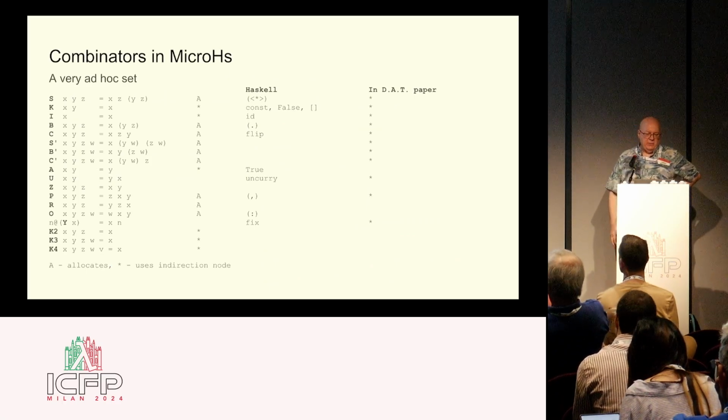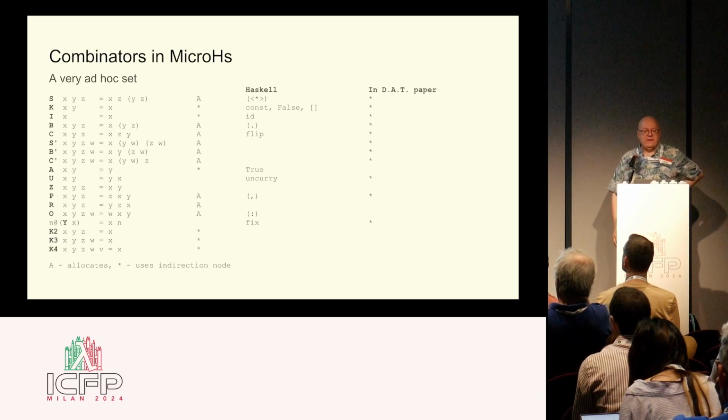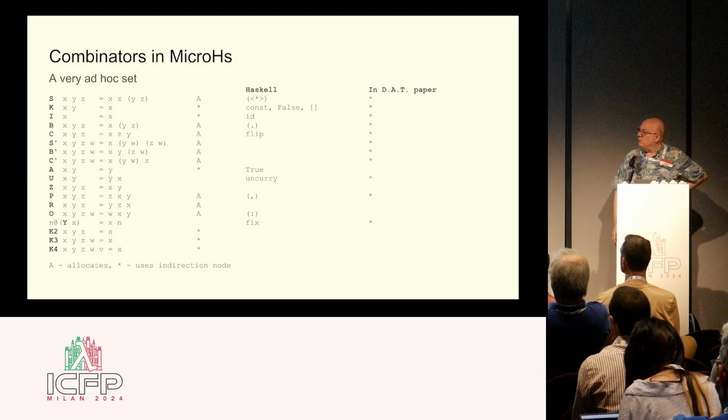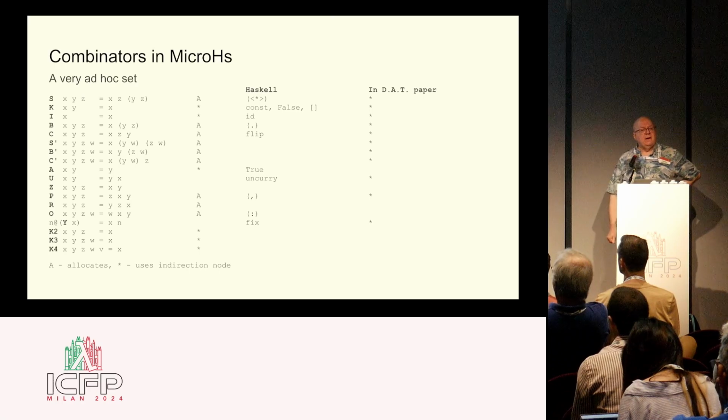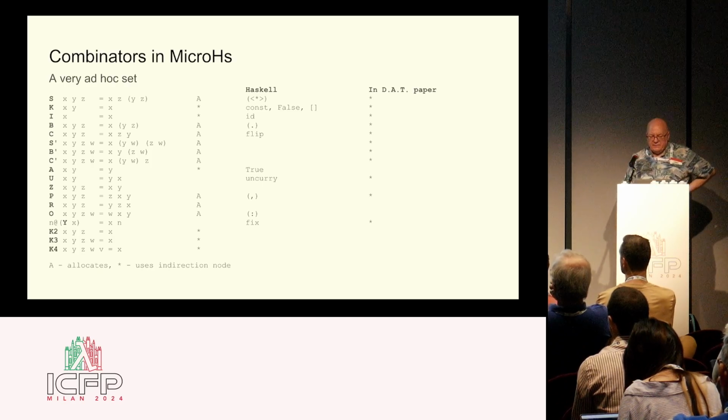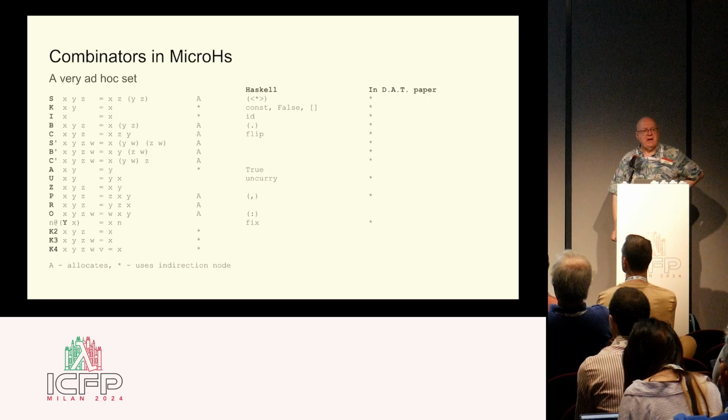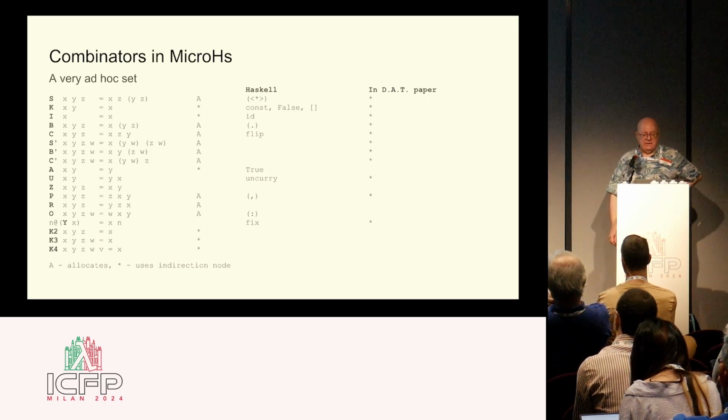So David Turner had more than S, K, and I in his 1978 paper, and so have I. And you can see with the little star which ones David had, and I've added a few more. This is a completely ad hoc set of combinators. Well, I took what David had, and then I looked at the combinator output and saw, oh, here is some stuff that seems to occur more than once. Let me make a new combinator for that. And I did that a couple of times, and if it sped things up, I kept it. If it didn't, then I didn't use that.